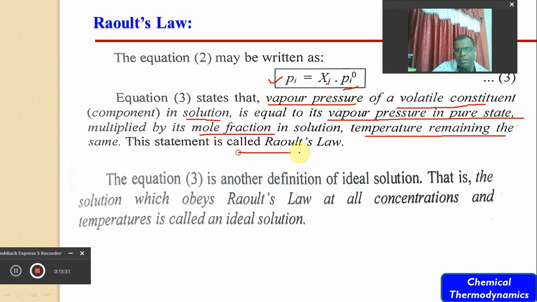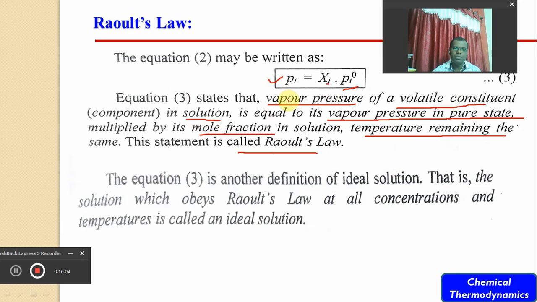And this statement that Pi is equal to Xi into Pi0 is called Raoult's law. So the partial vapor pressure of a volatile component is always equal to the product of the vapor pressure of the same component in the pure state and the mole fraction of the component in solution. So it's very simple: the partial vapor pressure is equal to the product of the mole fraction and the vapor pressure in the pure state.